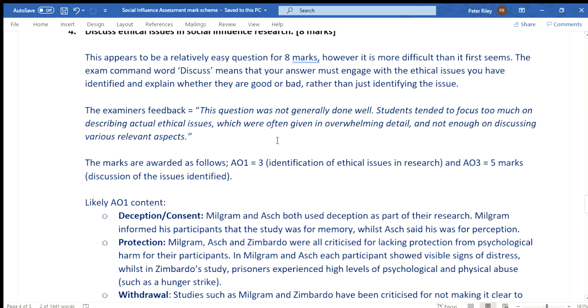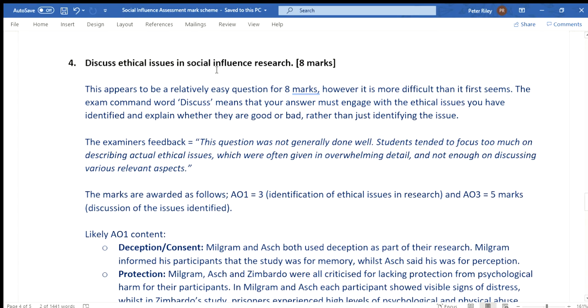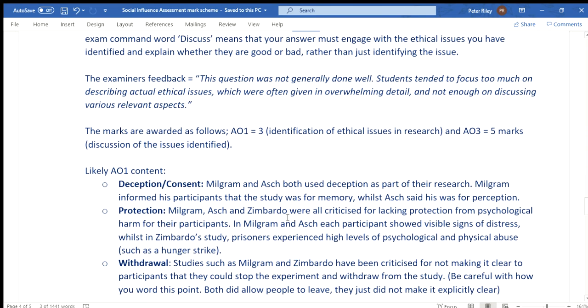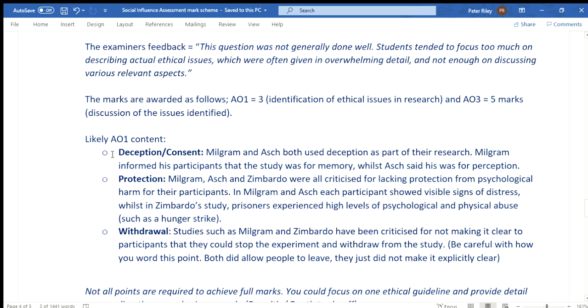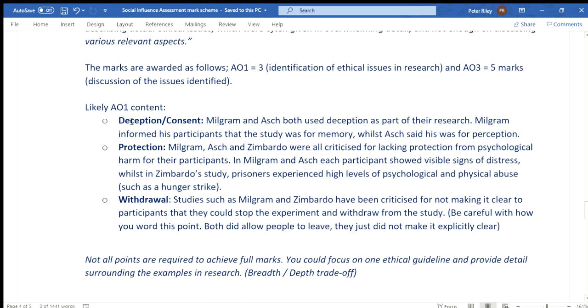We're going to start by marking the AO1, but if you just have a look at the AO1 in the context of the question, you can't just identify ethical issues, it has to be in social influence research, so we must refer to some of the studies and why they might have ethical issues involved in them. So these are the 3 most likely ethical issues. So deception or lack of consent.